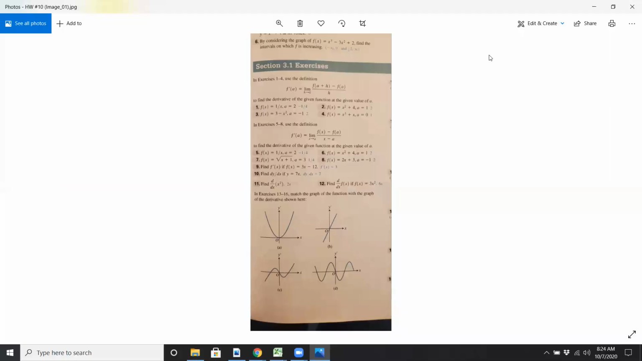So for number 5, this is what we call the alternative definition of the derivative. So it's another definition called the alternative definition, and it still has the same kind of situation.